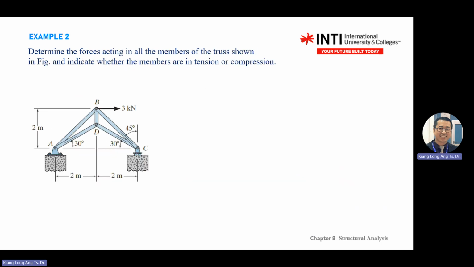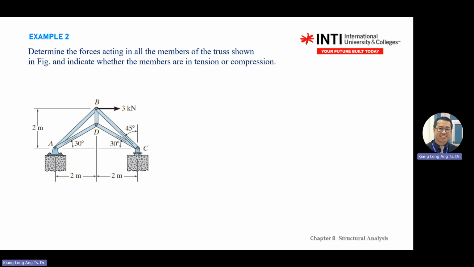Okay, example 2. A bit complicated, but it's the same approach as just now. Determine the force acting on all the members in the truss shown in the figure. Indicate whether the members are in tension or compression. Again, the question highlights members, not pins. Pins are just part of your process.